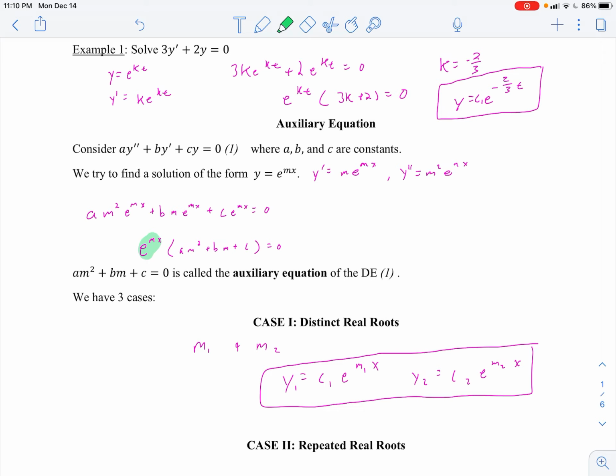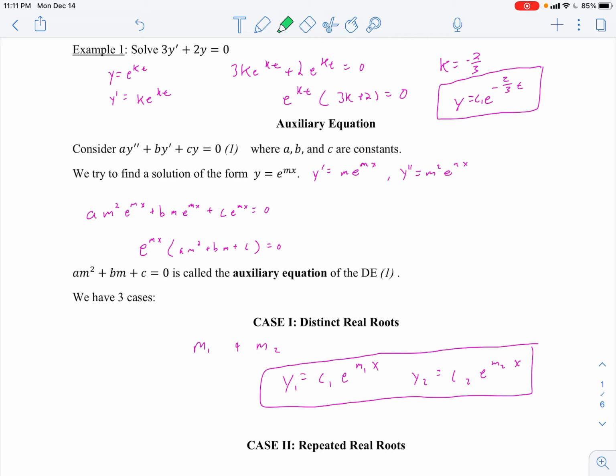Now what we're going to do is set that equal to 0, and we're going to be able to solve for m. So when we pull out the exponential and we're left with am squared plus bm plus c equals 0, that's called the auxiliary equation. We're going to have three cases when we solve for m.